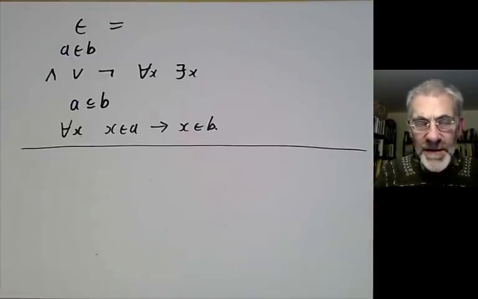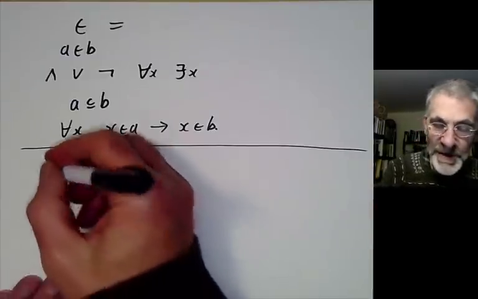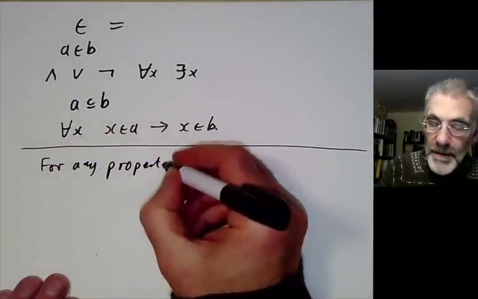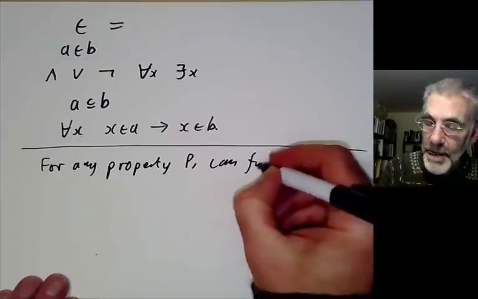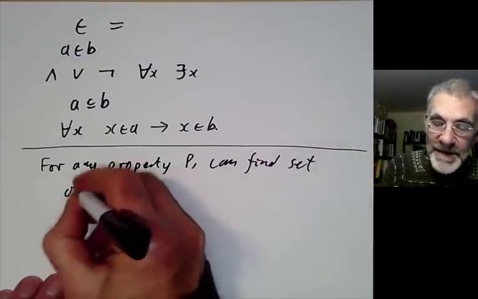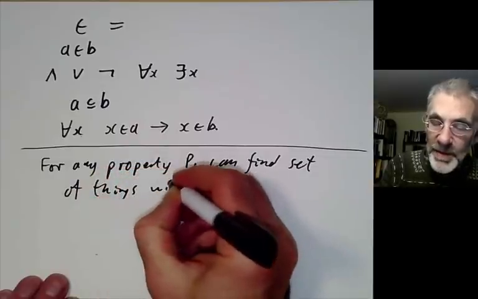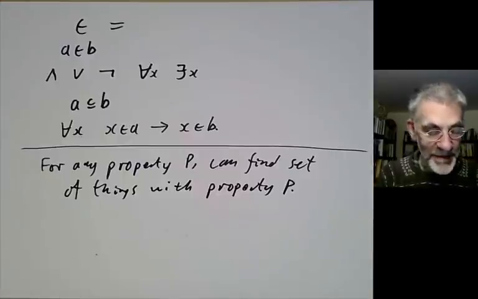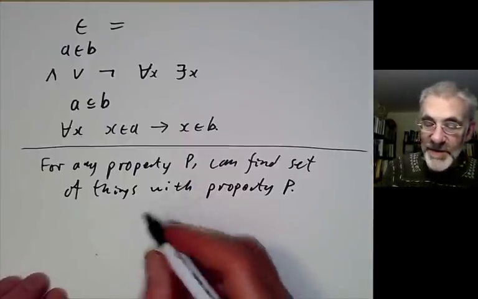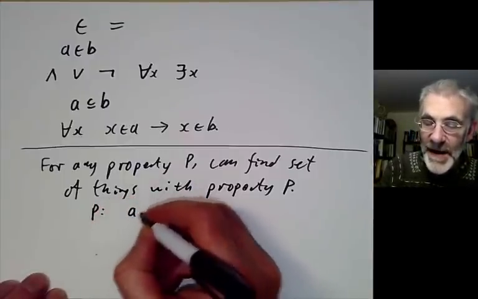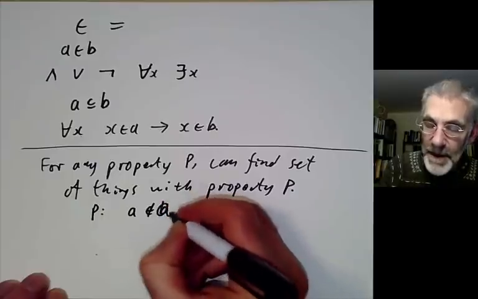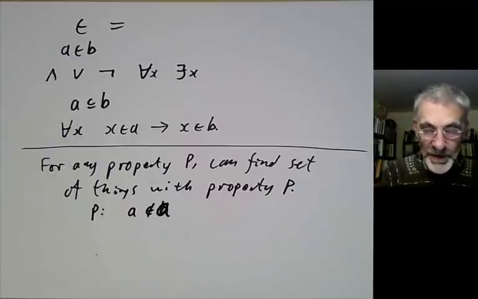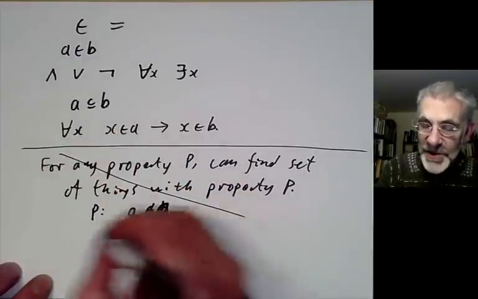Originally set theory was based on the axiom of comprehension, which says for any property P, we can find a set of things with property P. And the trouble is, as everybody knows, this leads immediately to Russell's paradox. So if you take P to be the property that A is not a member of itself, and you form the set of all sets that aren't a member of themselves, then you quickly get a contradiction. So the axiom of comprehension just doesn't work.